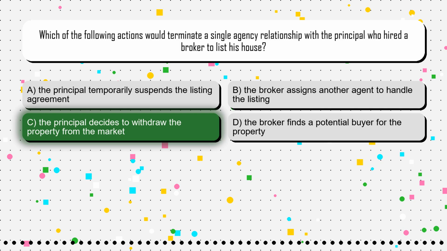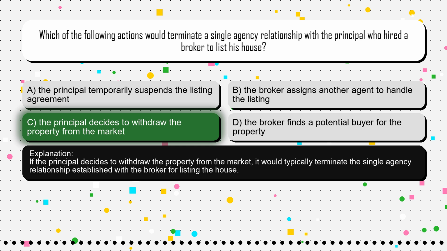The correct answer is option C, the principal decides to withdraw the property from the market. If the principal decides to withdraw the property from the market, it would typically terminate the single agency relationship established with the broker for listing the house.